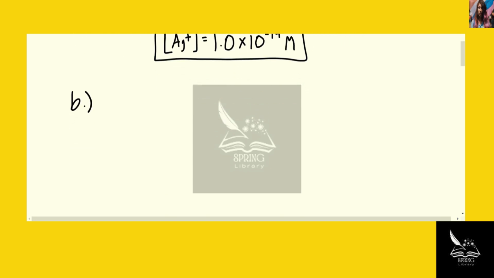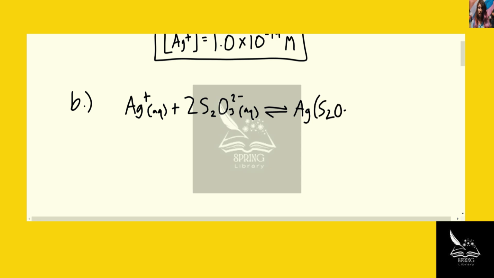And now in part B of this problem, we want to determine what the equilibrium constant is for the reaction Ag+ aqueous plus 2 S2O3 2- aqueous going to Ag(S2O3)2 3- aqueous.